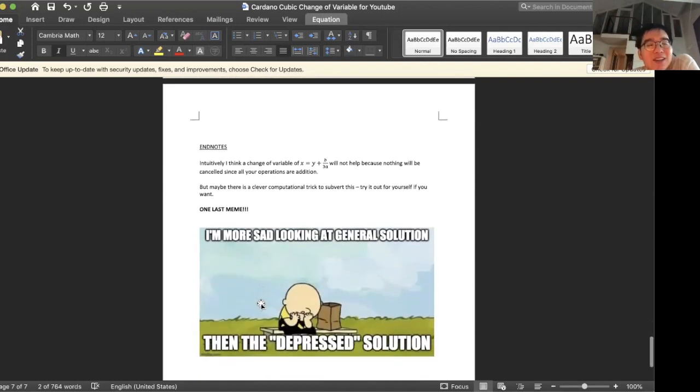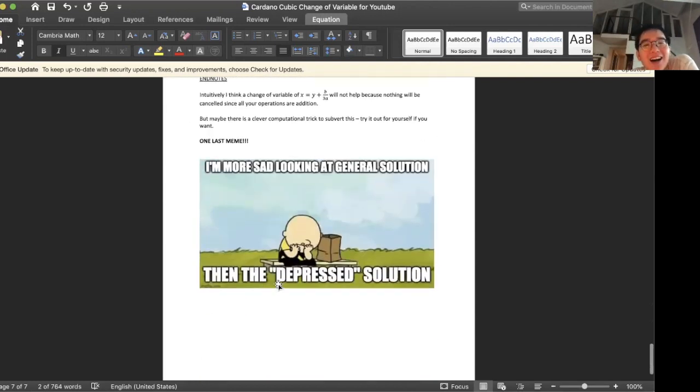And finally, one last meme before we go. I'm more sad looking at the general solution than at the depressed solution. I know, I'm sorry, that's probably corny as hell, but I couldn't resist.